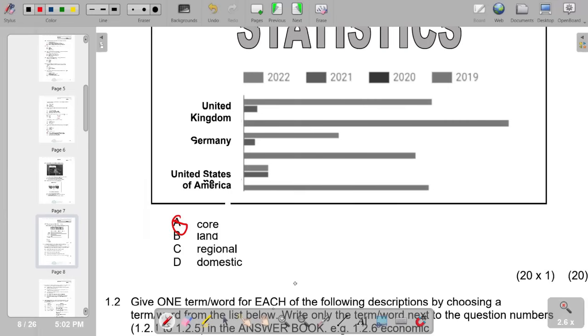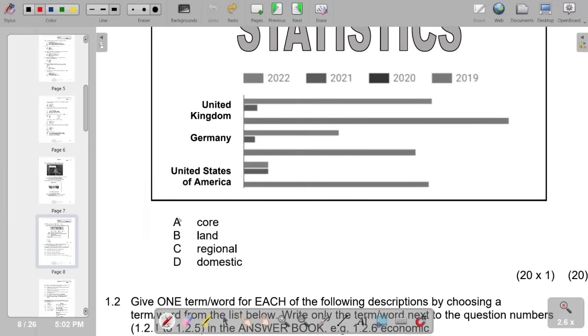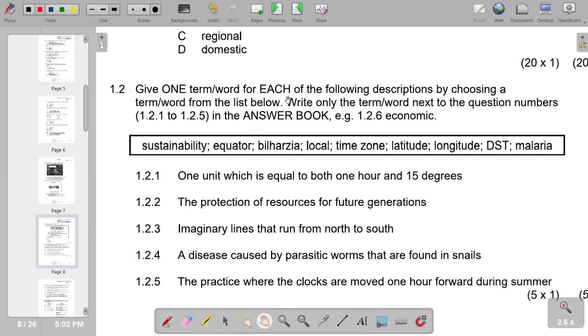So with that, we move on to the next part, which is 1.2. So 1.2 reads: give one term or word for each of the following descriptions by choosing a term or word from the list below. So on the first part, 1 unit, which is equal to both 1 hour and 15 degrees. So what is that unit? 1 hour and 15 degrees. So this is the time zone. So this is 1.2.1.